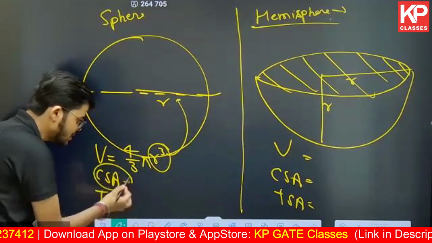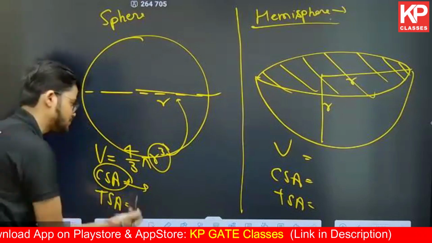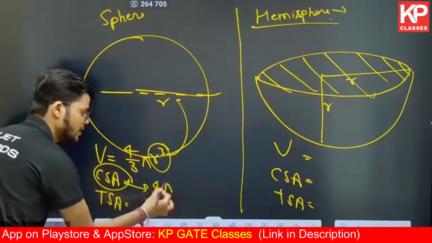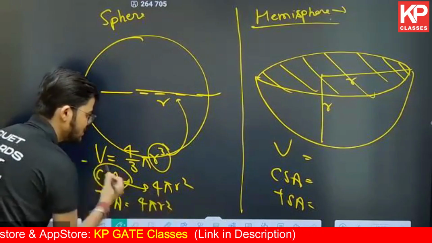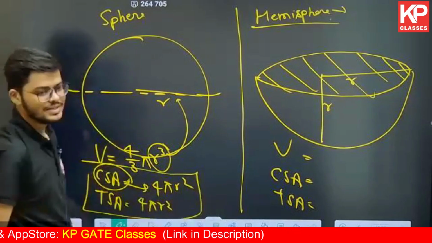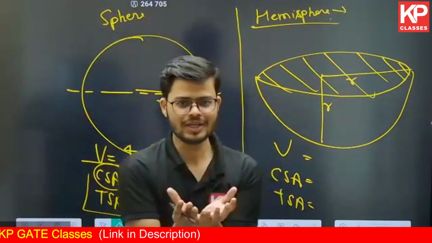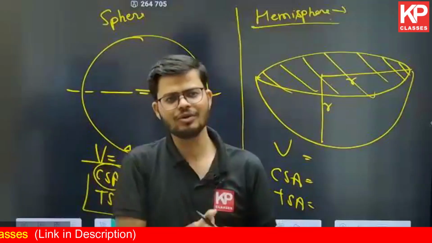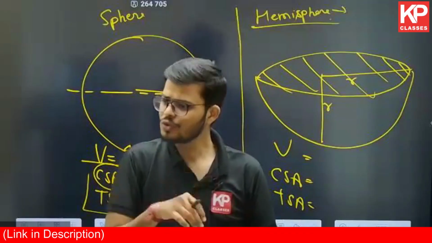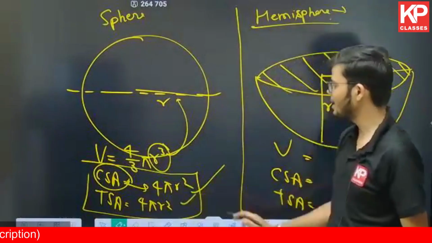What is the curved surface area? This curved surface area is going to be 4 pi r square and the total surface area is also going to be 4 pi r square. Both are the same in this case. Why is it so? Because in case of a football, there is no top, there is no bottom, right? So in curved surface area, we calculate the total area, and in case of total surface area, we also calculate the total area. So it will be 4 pi r square in both.